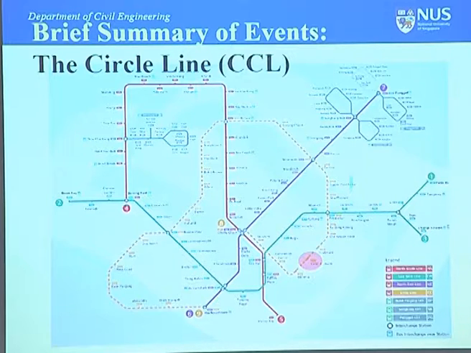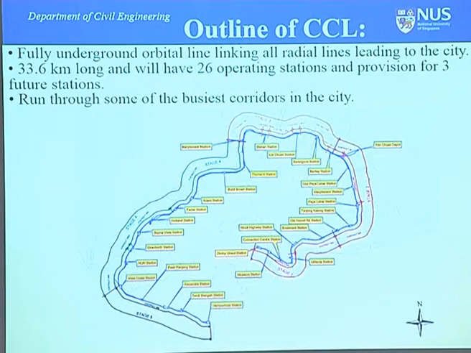So anyway, Nicoll Highway is the one with the pink dot over there. See? There's the Nicoll Highway station. It's part of the Circle Line, and the Circle Line is now largely operational. You can see there's a break in the Circle Line. It's not a circle, it's a 3/4 circle. And this is roughly where the station is.